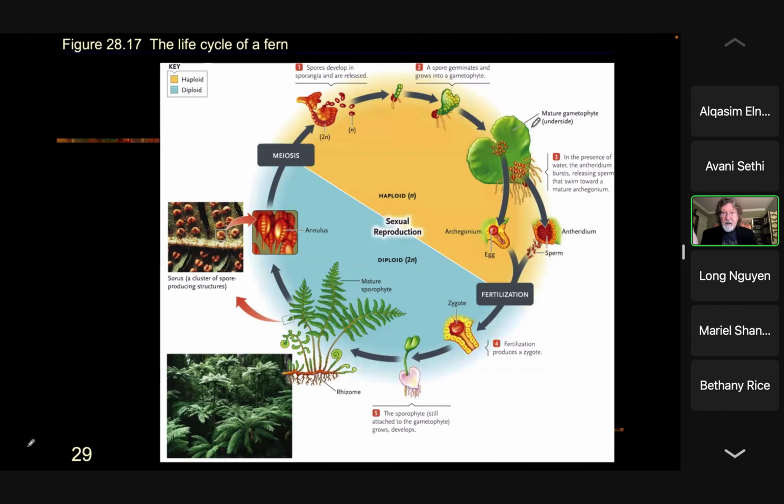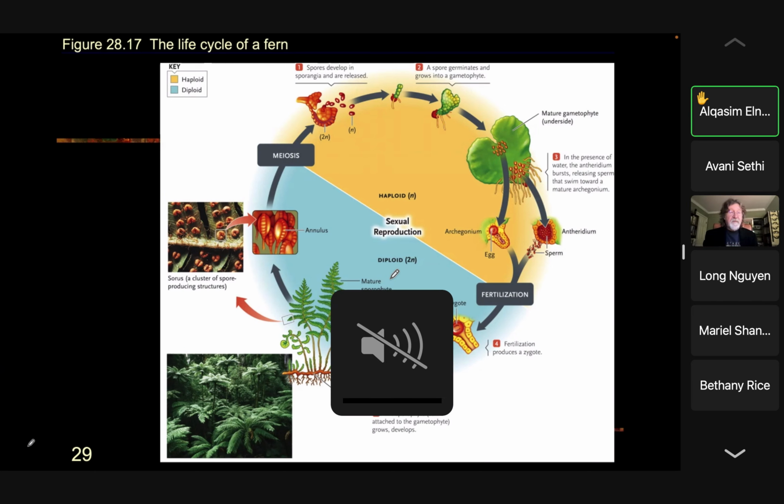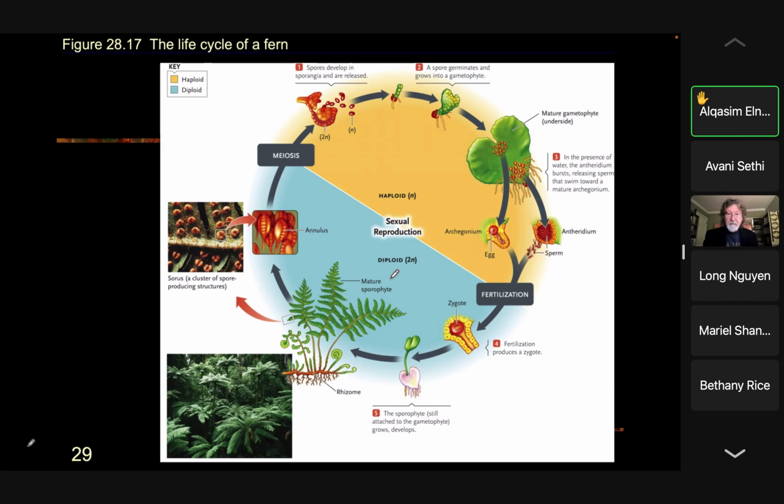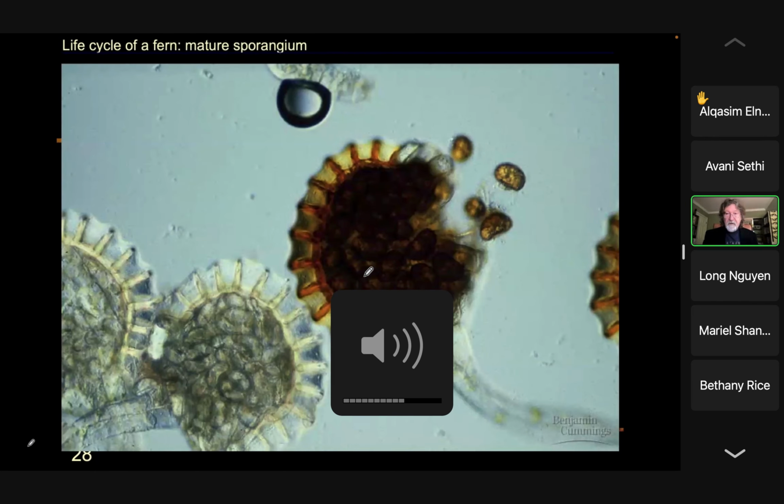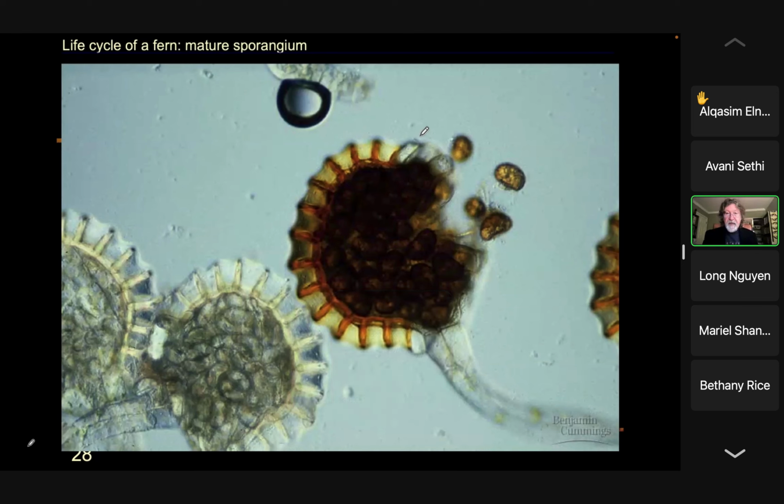So let's go through the whole life cycle. All right, let's start with the sporophyte. Okay, this is a sporophyte. Yes, Aquazin. Are these spores still considered meiospores or no? There would be meiospores. Yes.